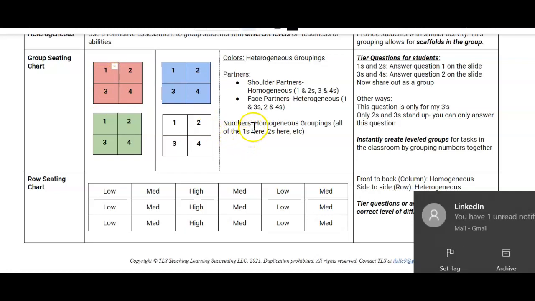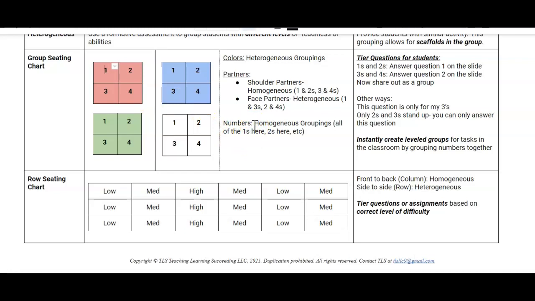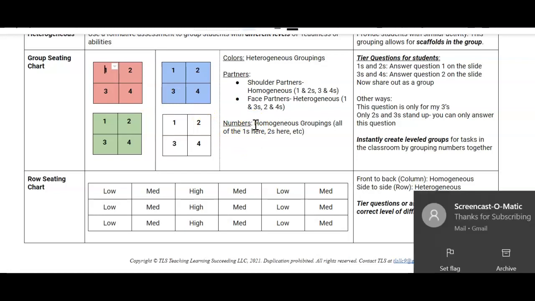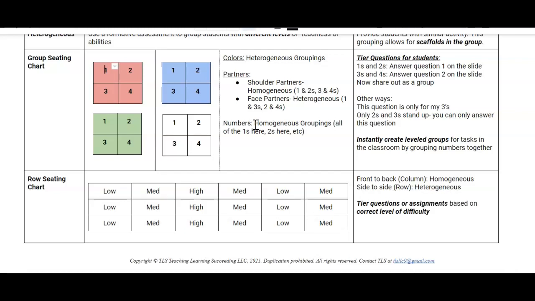When there are times where you'd like all the homogeneous students from across the classroom to work together, it's as easy as asking all the number 1s to cluster together at some pre-designated section in your classroom. Also keep in mind that if you are working in a Zoom or Google Meets setting, this is easily translatable into a Zoom setting as well.